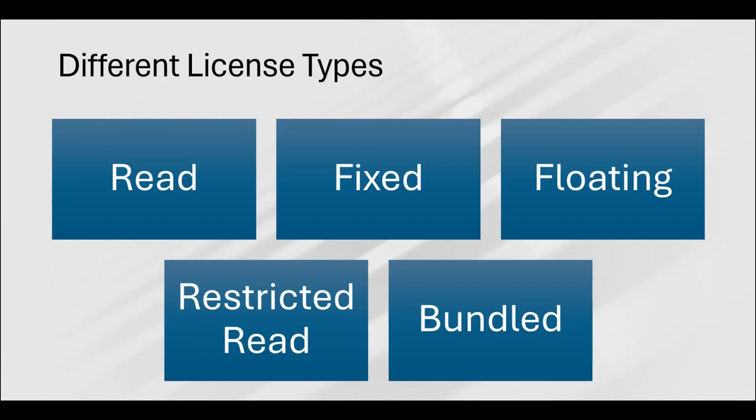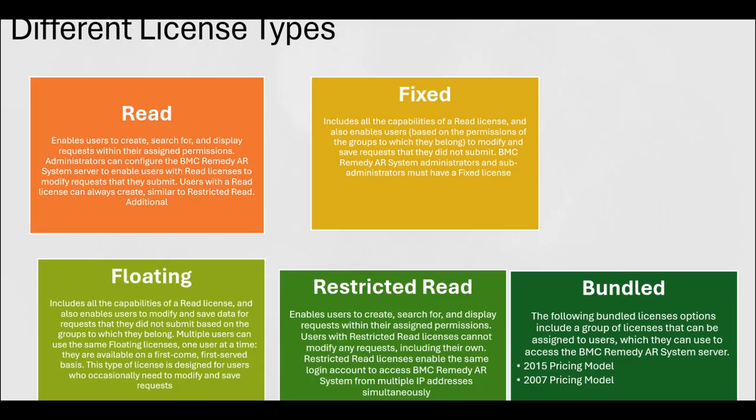Then we have floating license. Floating licenses are again similar to fixed, but they are used on a shared basis. So a floating license has the concept of 1:3 or 1:5. I can have a floating license, and I can allocate this to 5 people, or I can allocate this to 3 people.